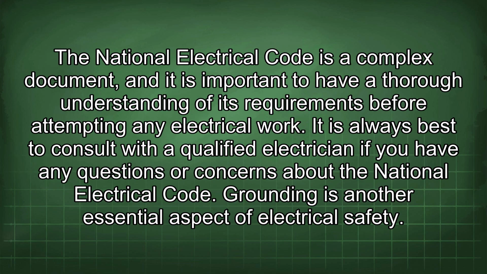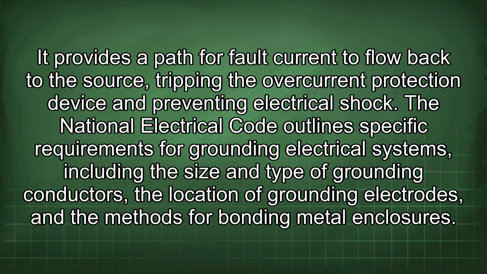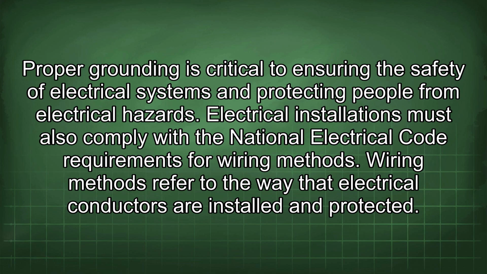Grounding is another essential aspect of electrical safety. It provides a path for fault current to flow back to the source, tripping the overcurrent protection device and preventing electrical shock. The National Electrical Code outlines specific requirements for grounding electrical systems, including the size and type of grounding conductors, the location of grounding electrodes, and the methods for bonding metal enclosures. Proper grounding is critical to ensuring the safety of electrical systems and protecting people from electrical hazards.